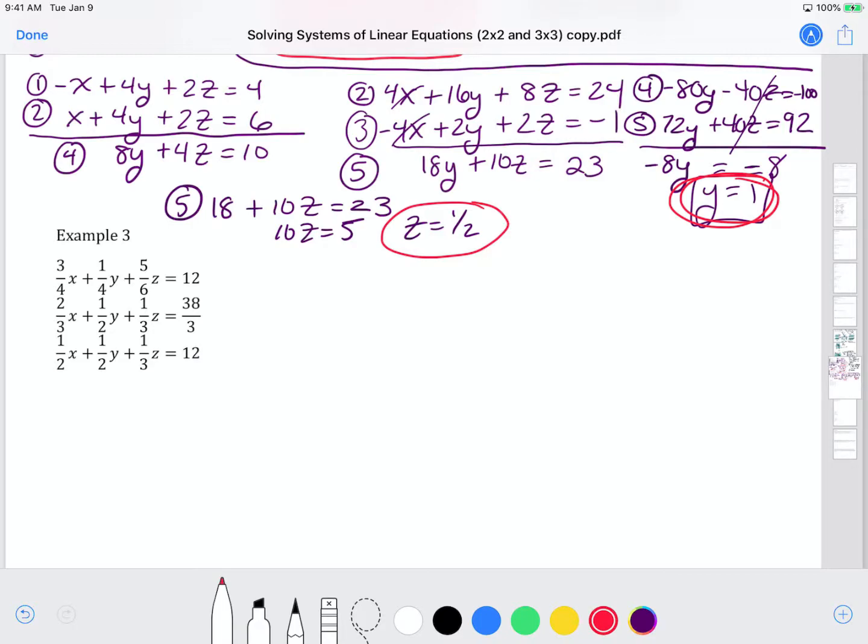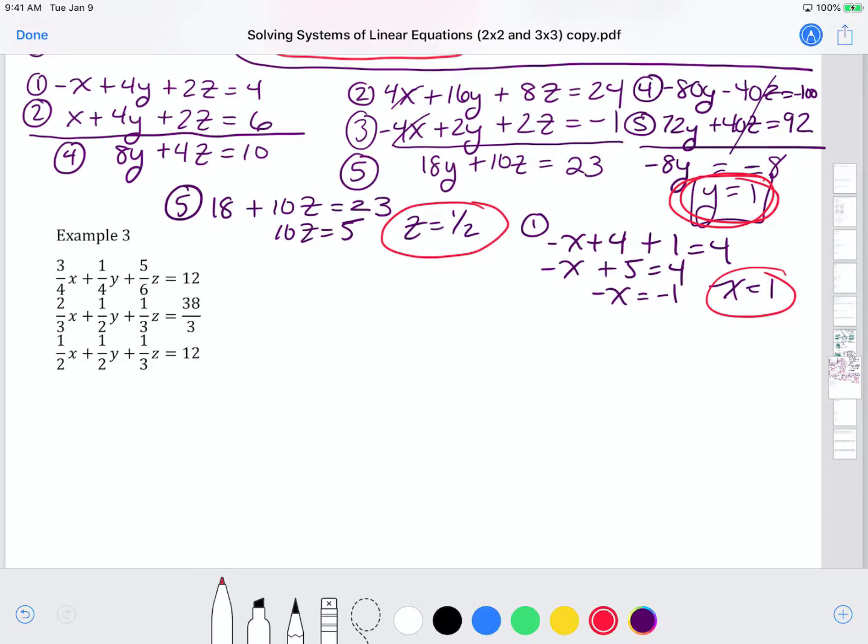Now I'm going to plug back into the original because now I have y and z and I can find x by doing that. So now I'll plug back into, let's try equation 1. I have minus x plus 4 times y. Y is 1, so that's 4. Plus 2 times z, and z is 1/2, so 2 times 1/2 would be 1, is equal to 4. So I have negative x plus 5 is equal to 4. I subtract 5 from both sides. So x is going to be 1. So there is my third answer.